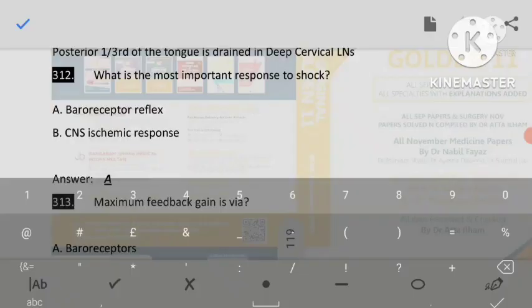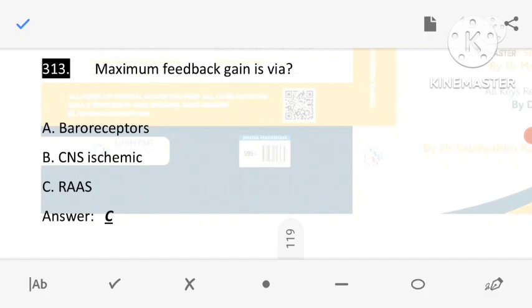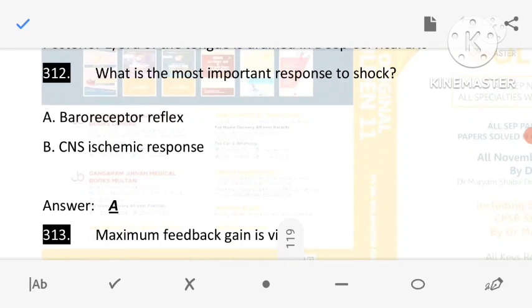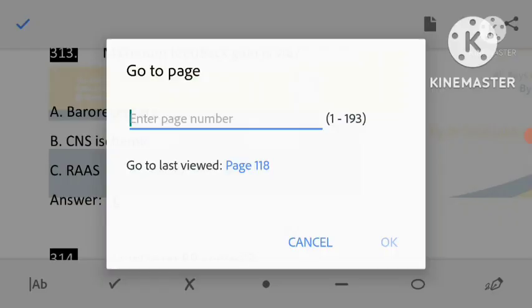Point number 313, maximum feedback gain is through which of the following? It is the RAS, that is renin angiotensin aldosterone system. So focus on these two MCQs. What is the most important response to shock? Most important response to shock is baroreceptor reflex, and maximum feedback occurs through RAS, renin angiotensin aldosterone system.